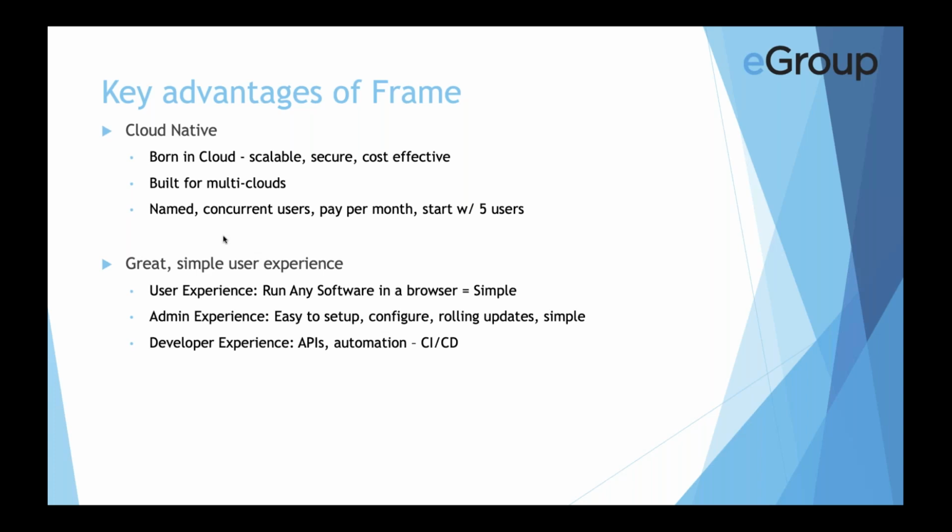It starts with just 5 users, right? So I can go to frame.com today, sign up with a credit card, and get 5 users. This afternoon, I've got desktops provisioned wherever I need them to be provisioned, and off we go. Pay per month, named or concurrent users, a simple approach. No additional licensing, right? You log right in. If I need 6 users, I just toggle up and go from 5 to 6, and I pay that incremental monthly fee for that. It's a great, simple user experience.